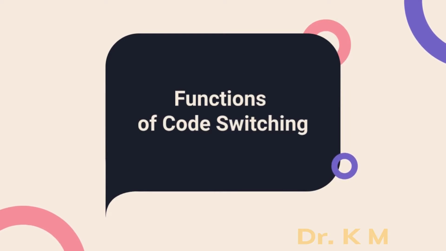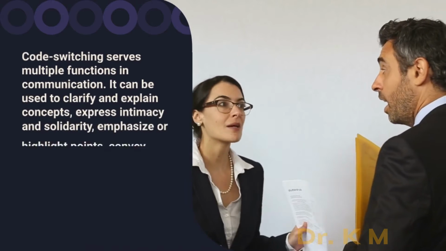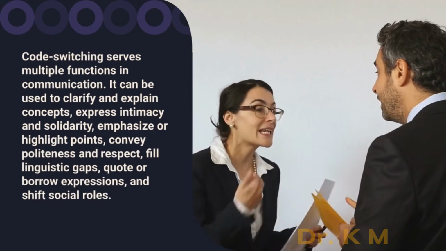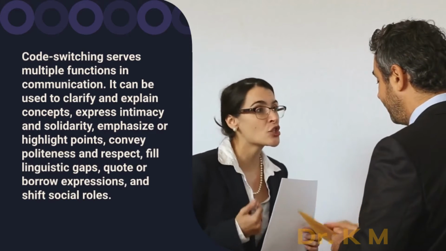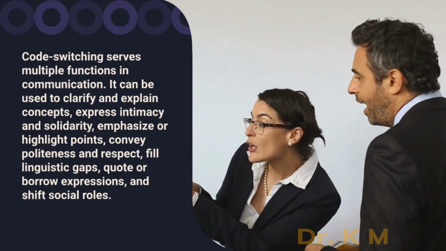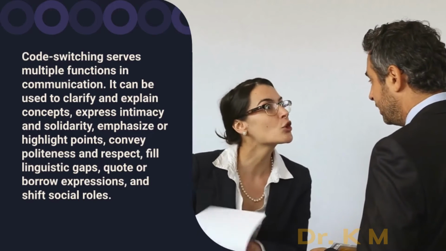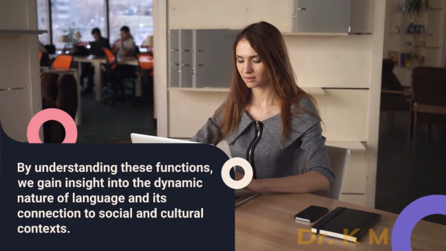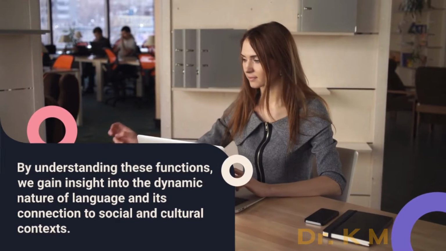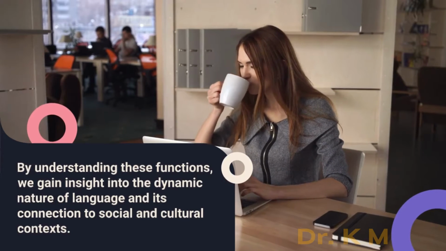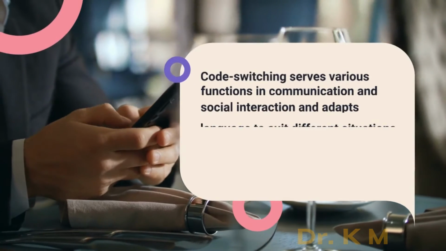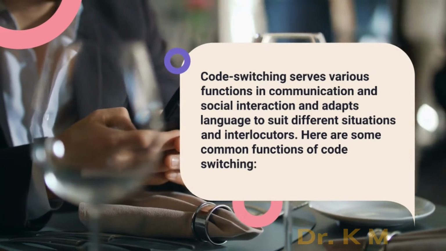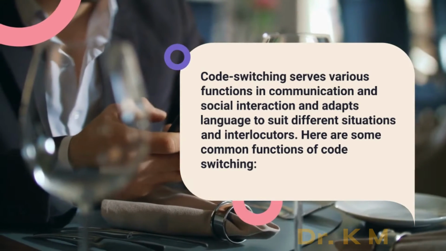Functions of code switching. Code switching serves multiple functions in communication. It can be used to clarify and explain concepts, express intimacy and solidarity, emphasize or highlight points, convey politeness and respect, fill linguistic gaps, quote or borrow expressions, and shift social roles. By understanding these functions, we gain insight into the dynamic nature of language and its connection to social and cultural contexts. Code switching serves various functions in communication and social interaction and adapts language to suit different situations and interlocutors.